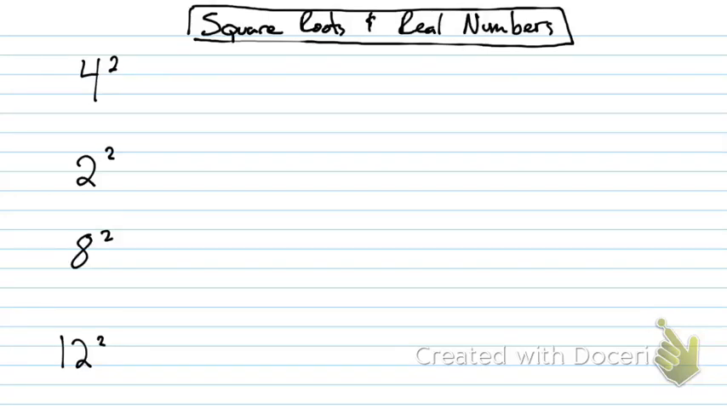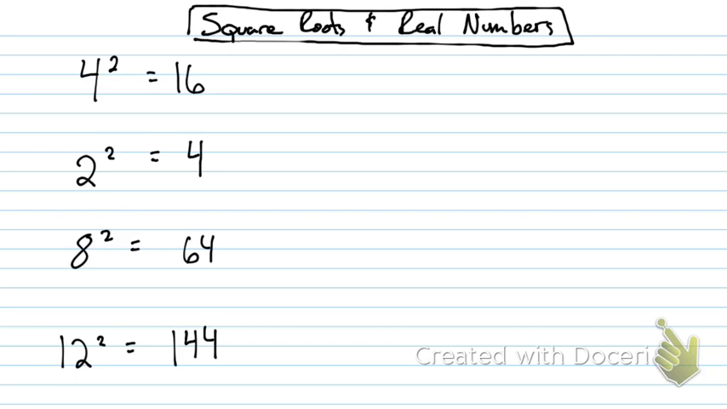Today we're looking at square roots and real numbers. To show you square roots, I want to show you squaring things first. I think from last night's homework, can you guys help me give answers? What's 4 squared? 16. 2 squared? 4. 8 squared? 64. 12 squared?